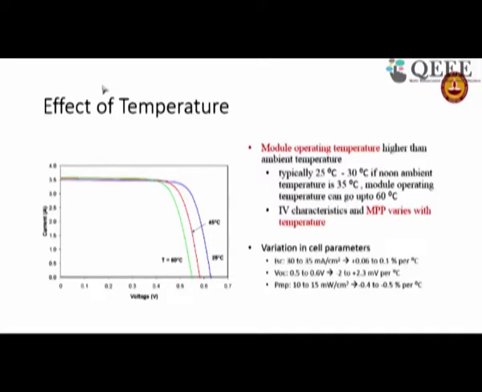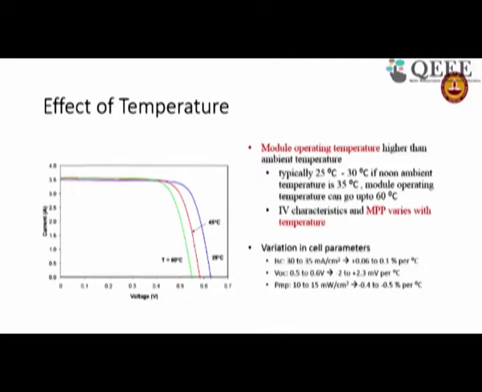And I've given here the short circuit current, open circuit voltage, and here the power at the maximum power point. It can vary at 10 to 15 milliwatt per centimeter square, or from minus 0.4 to minus 0.5 percent per degree centigrade. So, as the temperature increases, you get minus 0.4%. So, if the temperature increases by 10 degrees, you will get 4% lower power, or 5% lower.